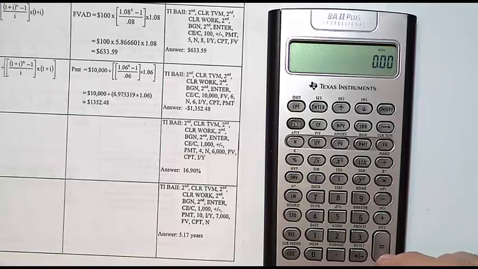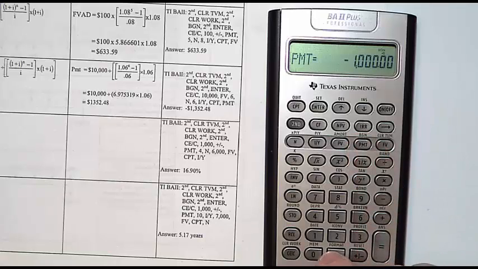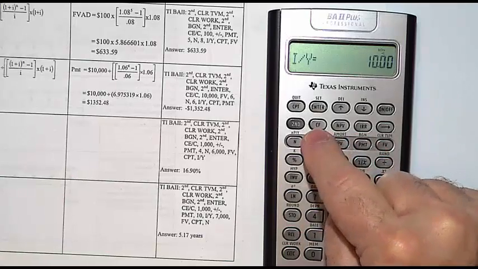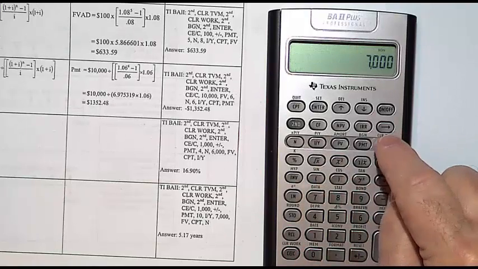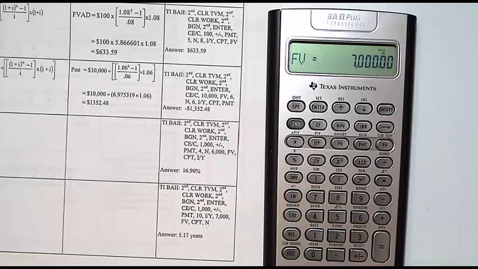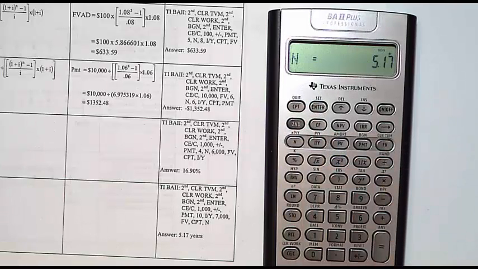And now we're going to go ahead and put in our data. We've got 1,000, plus minus is our payment, and 10 is our rate. 7,000 is our future value. It's opposite sign. And we're going to compute N. So compute N, and we get 5.17 years.